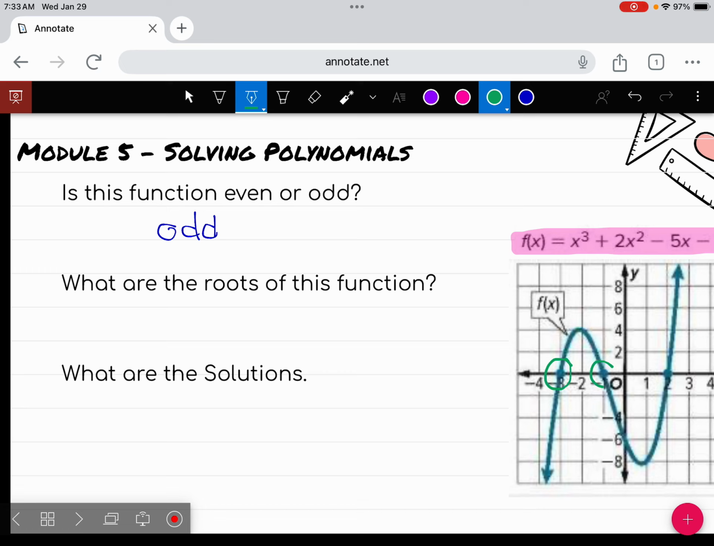Our roots are the same thing as our x-intercepts. I'll take the pink for contrast. So our roots are at -3, 0. I'm going to put them as ordered pairs this time since we're looking at a graph. And at -1, 0. And at 2, 0.